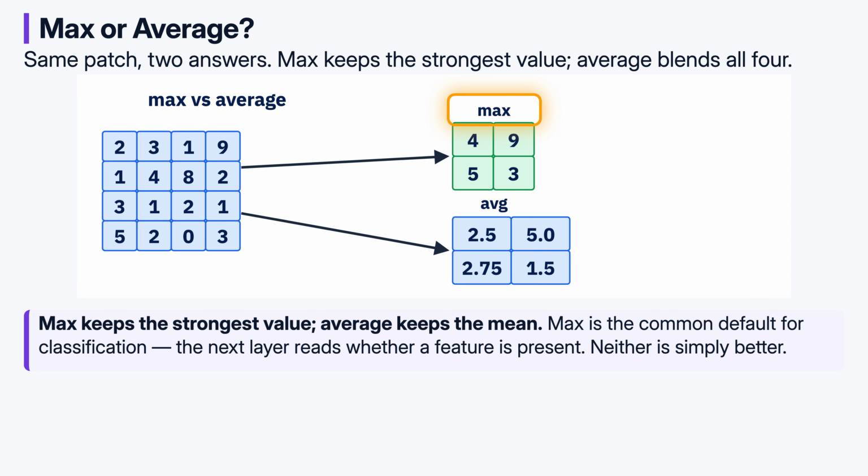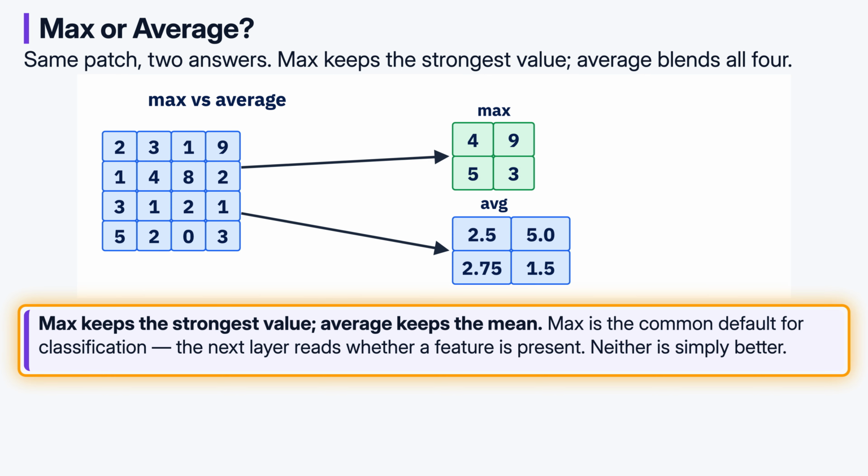Same patch, 2 answers. Max pooling gives 4, 9, 5, 3, the strongest value in each block. Average pooling gives 2.5, 5, 2.75, 1.5, the mean of each block. So max keeps the strongest value, and average keeps the mean. Max is the common default for classification, because the next layer only needs to know whether a feature is present. Neither one is simply better.